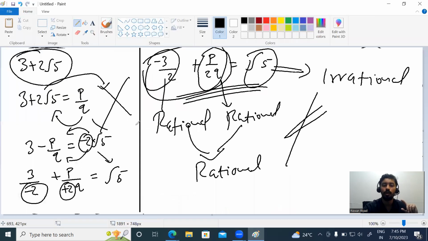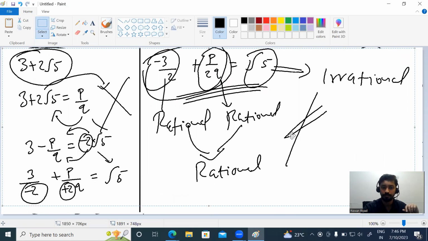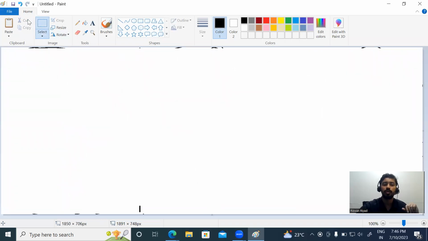Now let's prove that 1 by root 2 is irrational. For that also, we don't have any different method, only the same method, the method of contradiction. By the method of contradiction, we can simply prove that 1 by root 2 is also irrational. So let's prove that. In the beginning, as we did with this question, we have to assume the opposite. That means 1 by root 2 is rational. That is the opposite of 1 by root 2 is irrational. So if 1 by root 2 is rational, it can be represented in P by Q form.